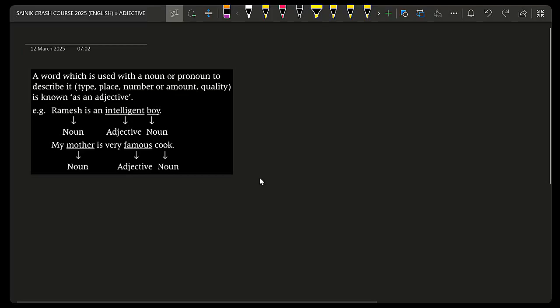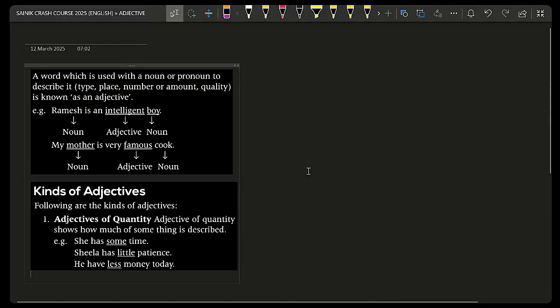So based on size, how many types of adjectives do we have? Following are the kinds of adjectives. We have adjectives of quantity. An adjective of quantity shows how much of something is described. How much? It is based on size.